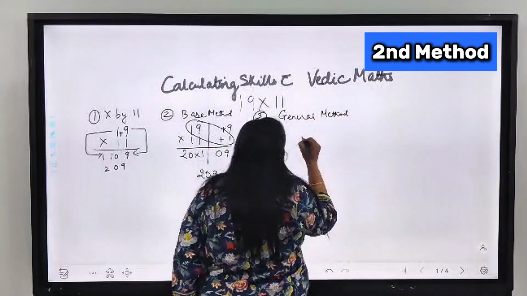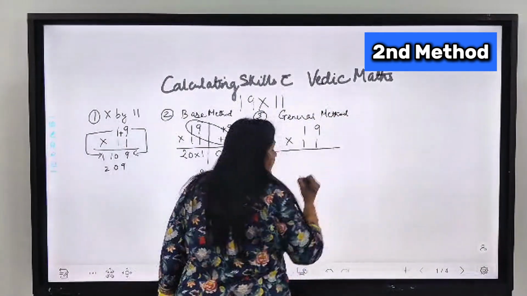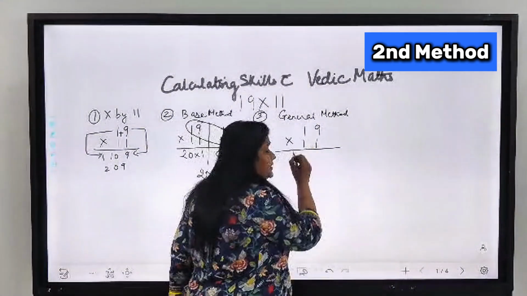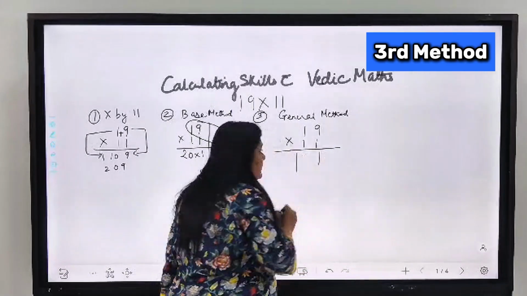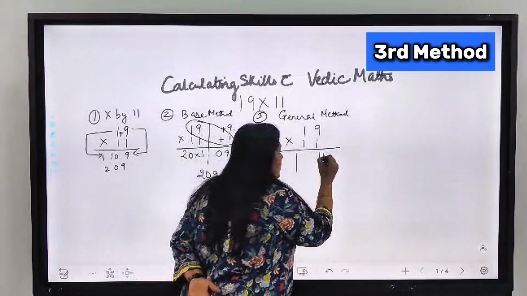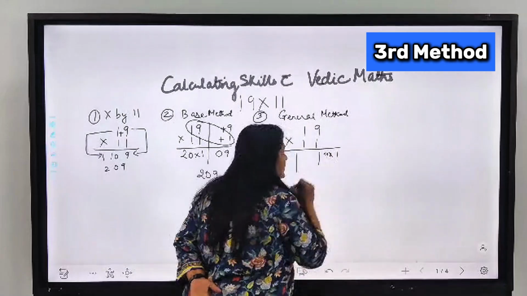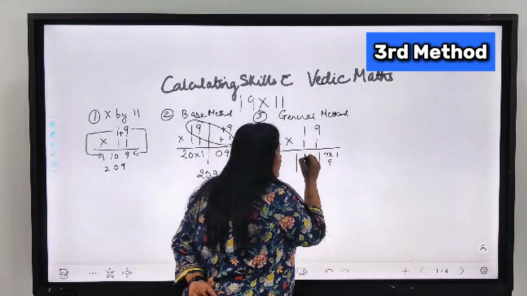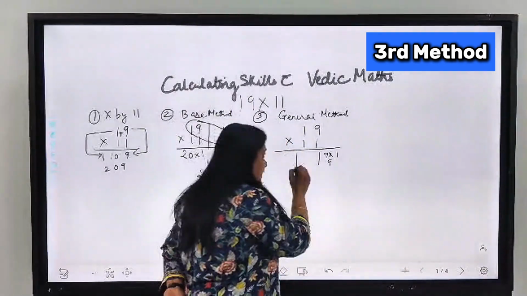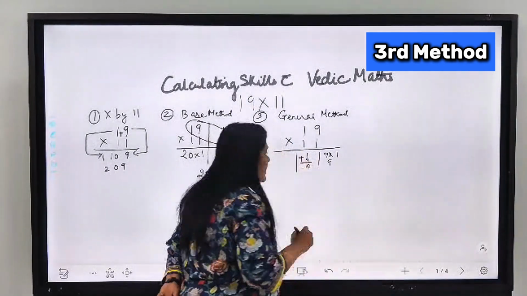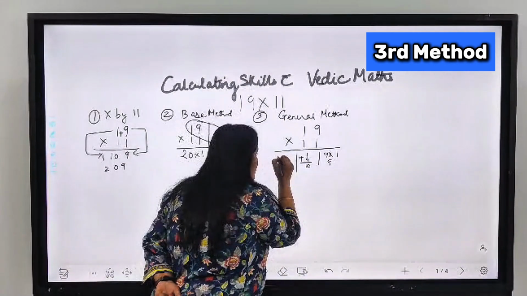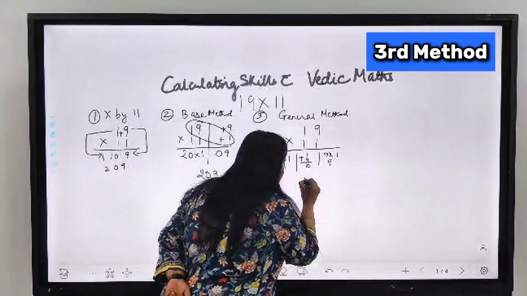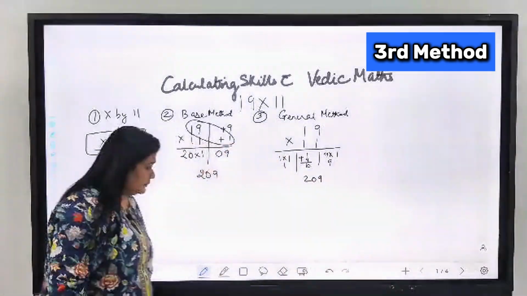The third method is the general method. In the general method, again, all these methods are one step. 19 into 11, I derive it in 3 columns. The last column, I multiply the digit in the ones place. The middle column, I multiply the digit crosswise and add it. And in the first column, I multiply the digit in the tens place. Now, once I balance it, I get the answer 209.